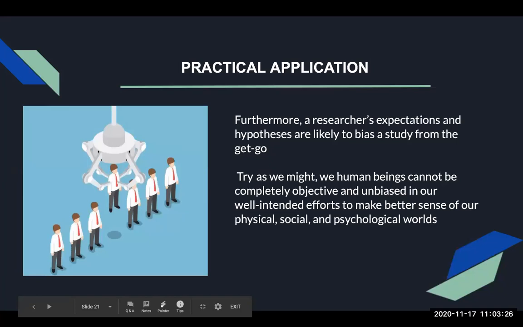Practical application. Furthermore, a researcher's expectations and hypotheses are likely to bias a study from the get-go. Try as we might, we human beings cannot be completely objective and unbiased in our well-intended efforts to make better sense of our physical, social, and psychological worlds.